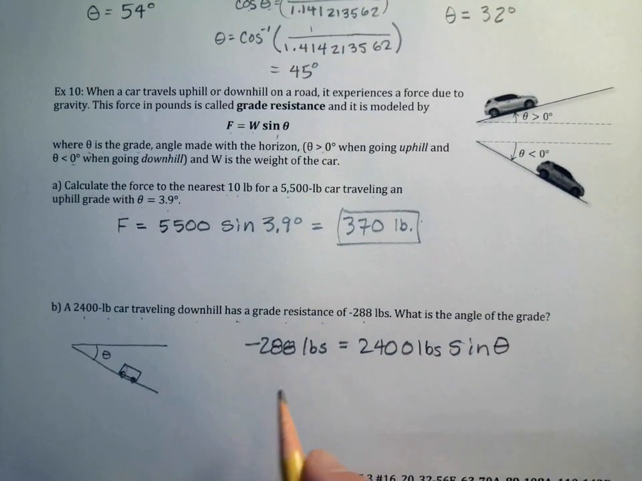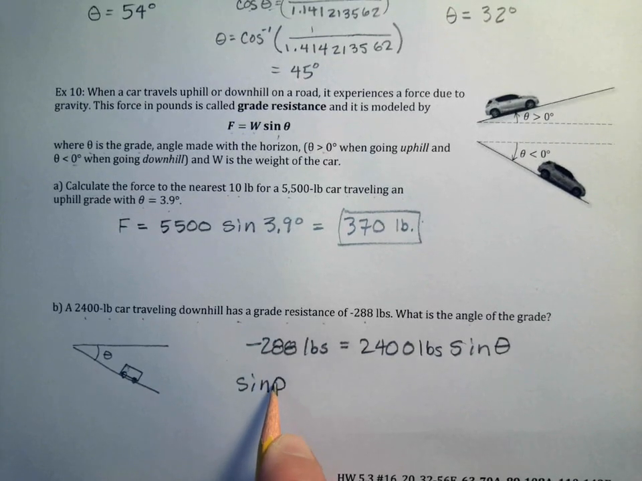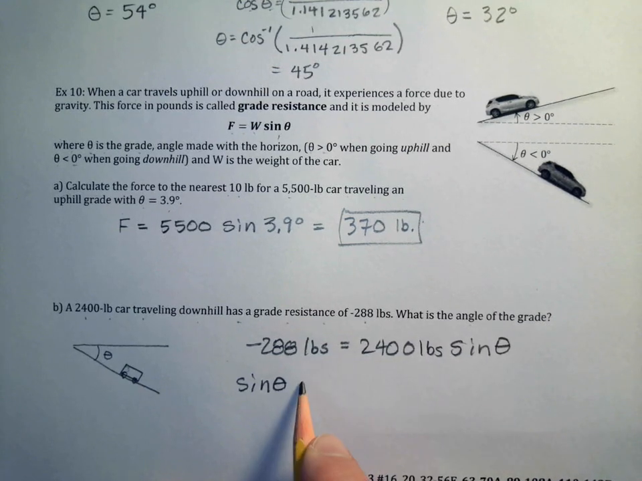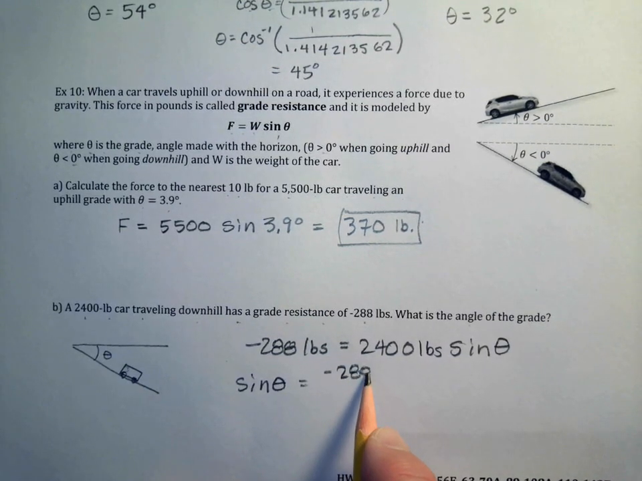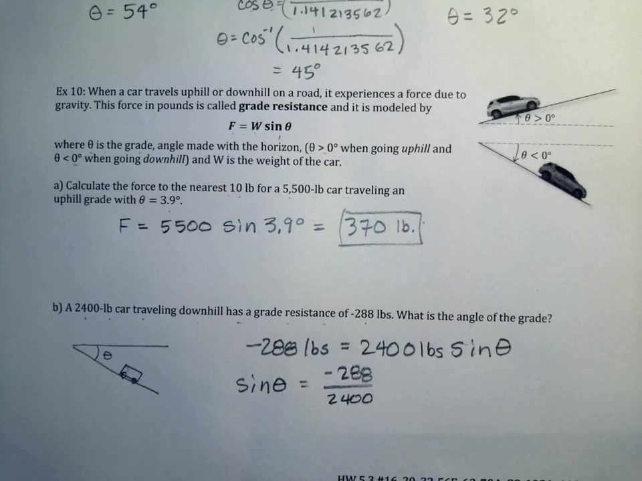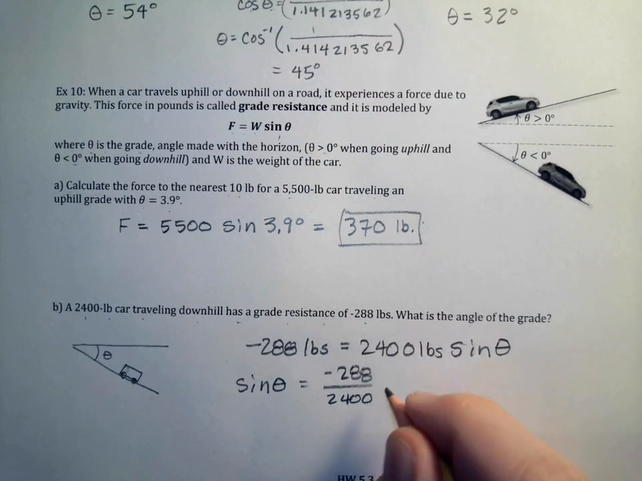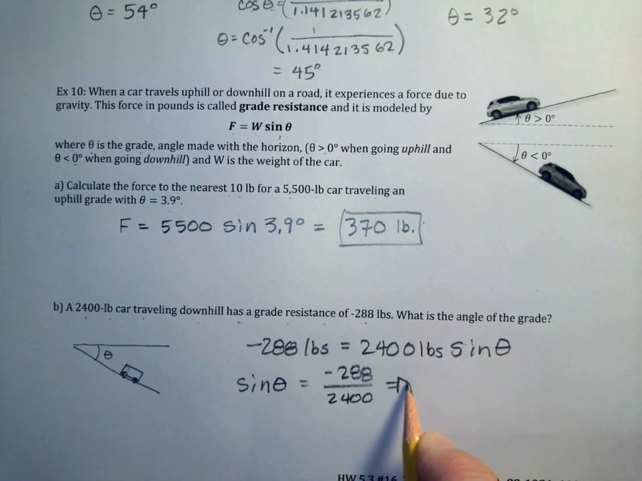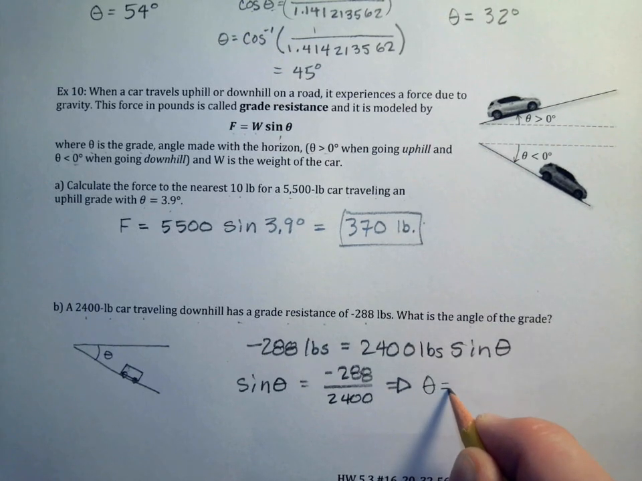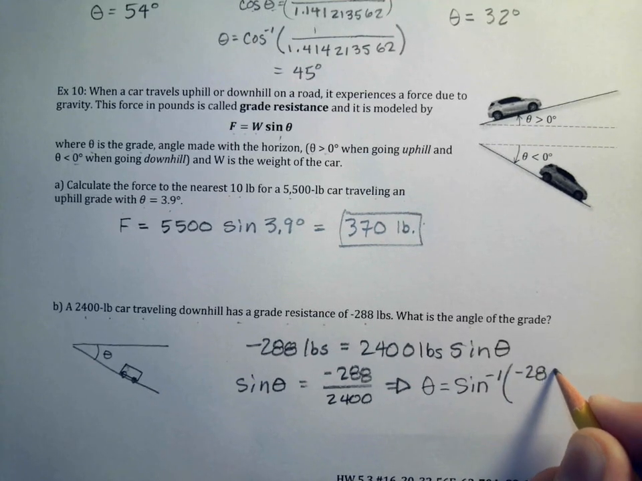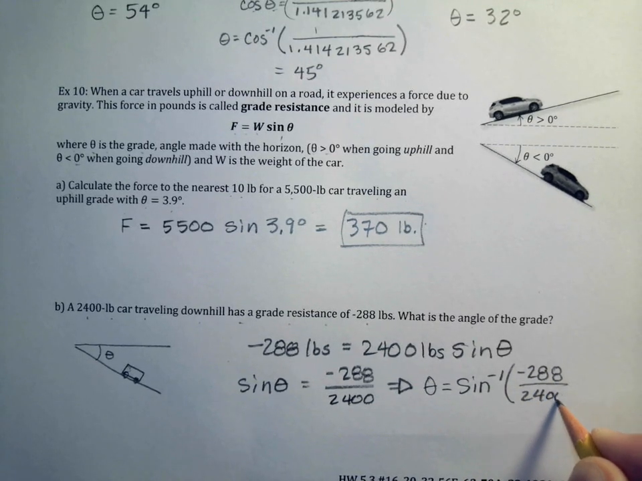So the first thing we're going to do is solve this for sine theta by dividing by 2,400 pounds. So that's negative 288 divided by 2,400. The pounds cancel, right? The sine ratio is always dimensionless, so the pounds over pounds would cancel, so that's good. And so how are we going to find theta? Theta is equal to the inverse sine of that ratio, negative 288 over 2,400.